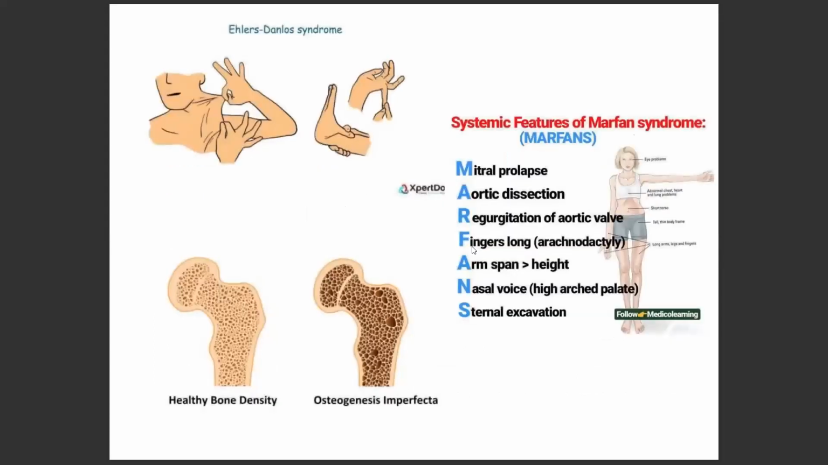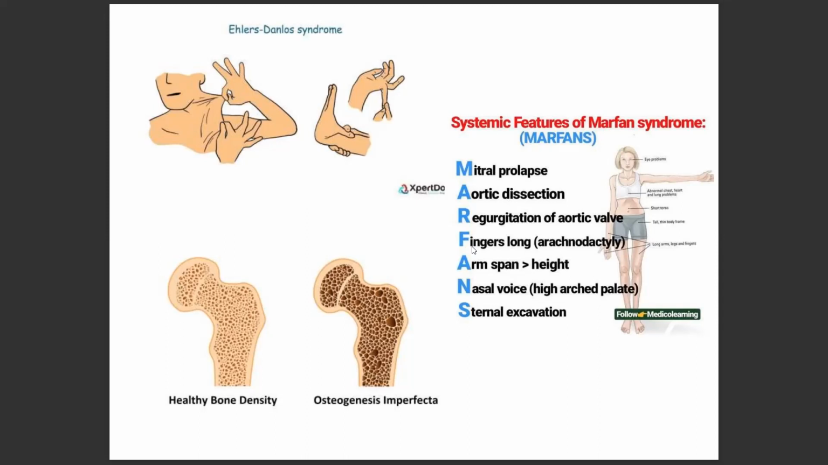In Ehlers-Danlos syndrome, usually the skin is very loose and quite stretchable. Unlike in normal people, it can be stretched up to 6 inches and more than that. Specifically, the skin of the neck and surrounding the shoulder is much more stretchable as compared to other people. In osteogenesis imperfecta, the density of the bone is much reduced.